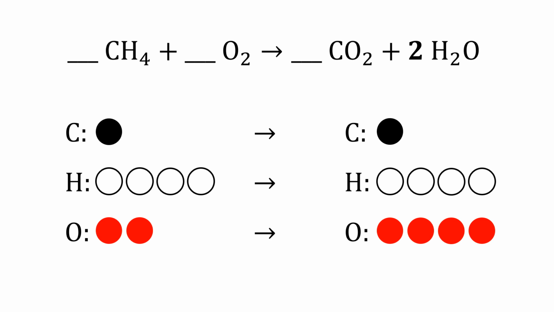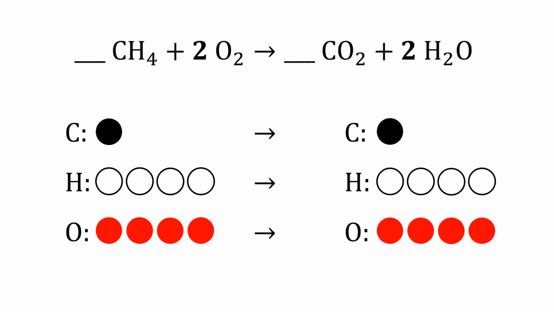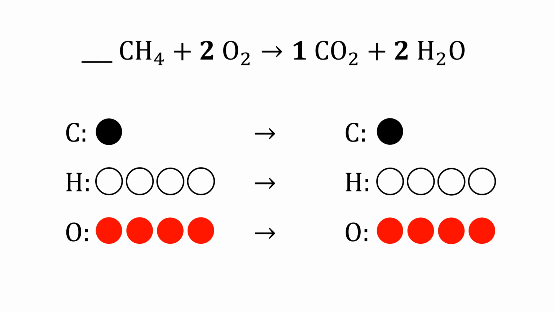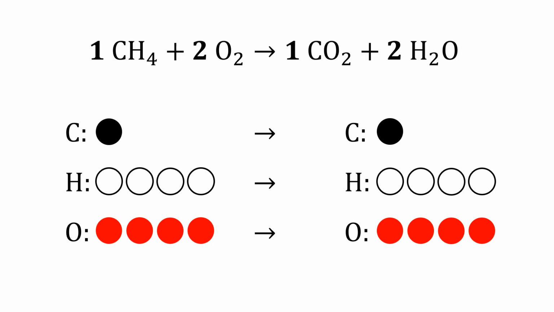So I need to get another 2 O's by looking at that O2. If I had 2 O2's, that would give me 4 O's on the left side to match the 4 on the right. Then everything is balanced. From there, I just need to have a coefficient of 1 for everything I didn't have to change.